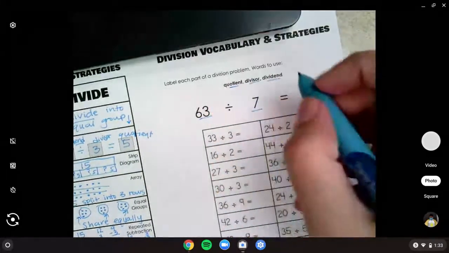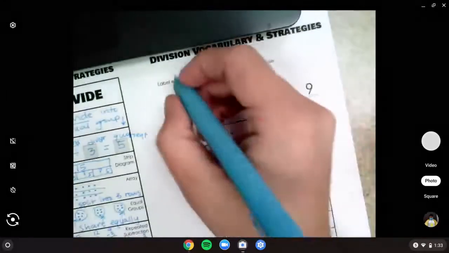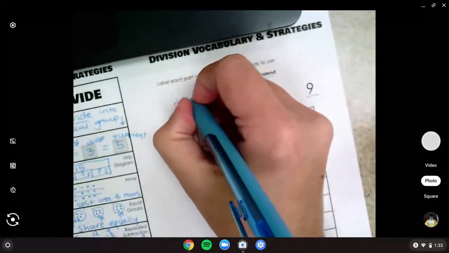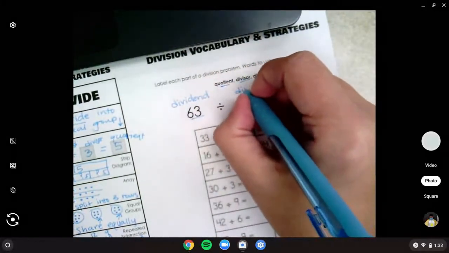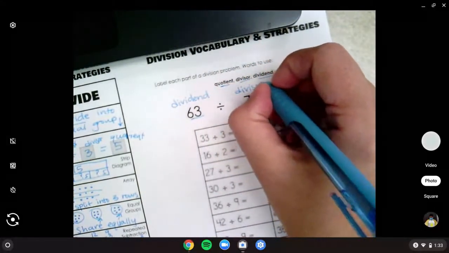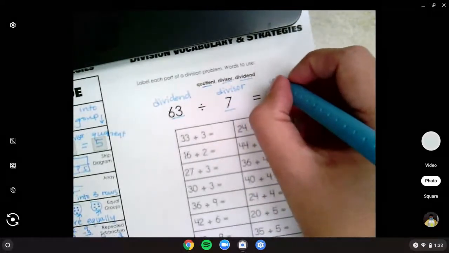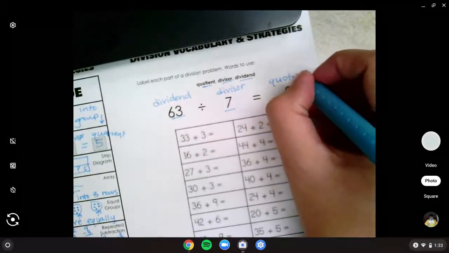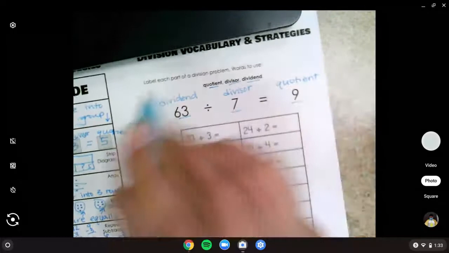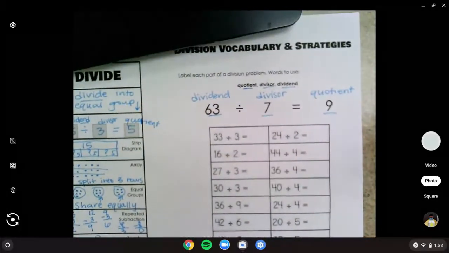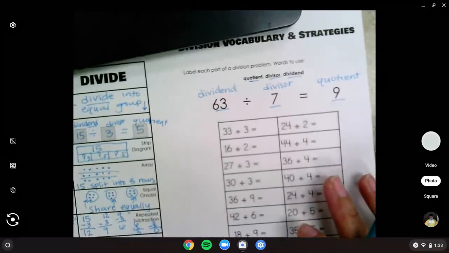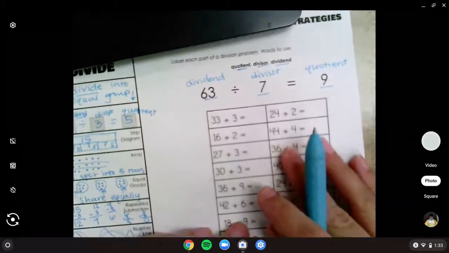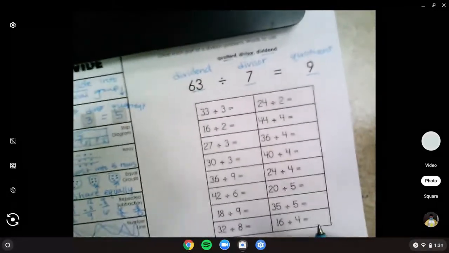All right, well, the 63 is our dividend. The 7 is the divisor. And the 9 is our quotient. Did you get that part right? Excellent. All right, now we're going to do a trick to help us do division really fast.